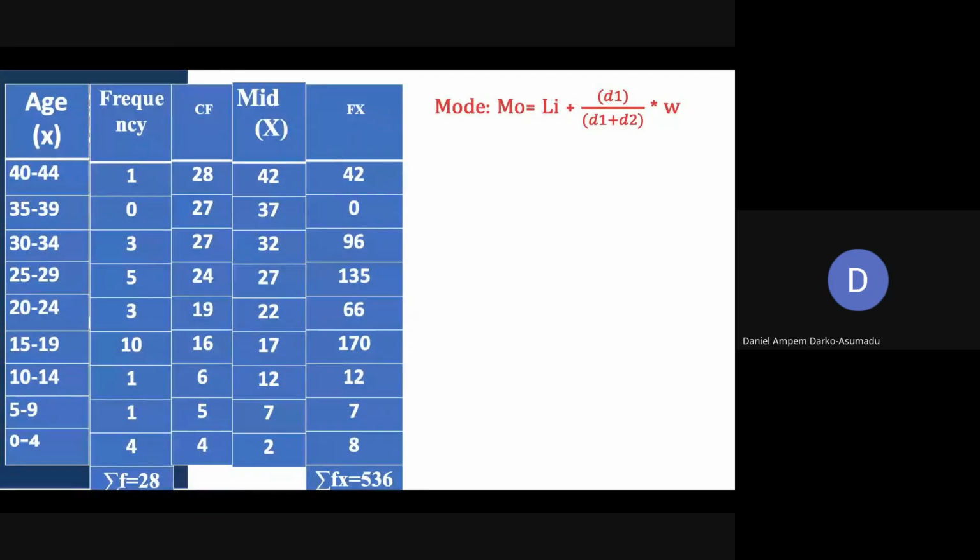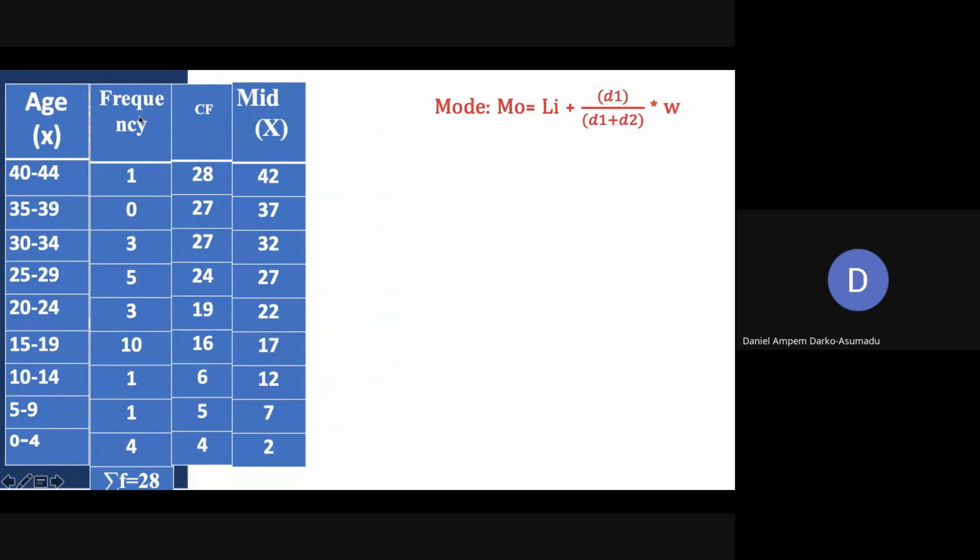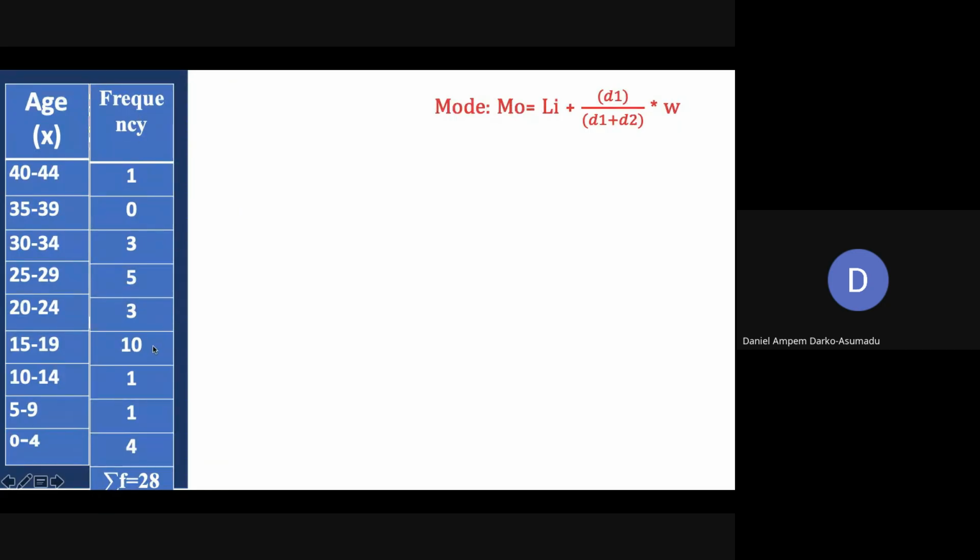Plus D1 over D1 plus D2 times the width, as you can see on the screen. This is the formula for calculating the mode. And we said that the mode is the most occurring frequency. So if you look at the frequency column here, you realize that the most occurring frequency is 10, right? As far as we are looking at people who fall within ages 15 to 19, it's having a frequency of what? 10. So this is the most occurring frequency.